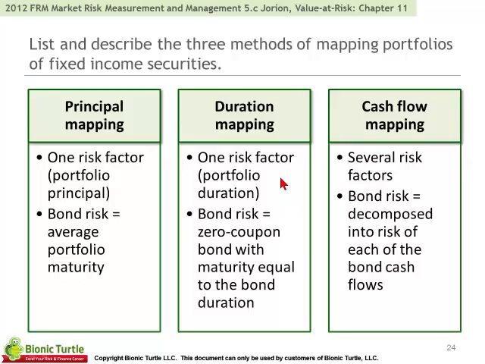Recall that portfolio duration is the weighted average of the component durations. So if we have each of the individual durations, portfolio duration is just as easy to compute as weighted average maturity. And so here, the single risk is a zero coupon bond with maturity equal to the bond duration. Those are the two simple cases. Principal mapping is really simple and maybe unnecessarily naive since we can avail ourselves of duration mapping. And then cash flow mapping goes beyond the single risk factor into several risk factors, where we decompose the bond into each of the cash flows.